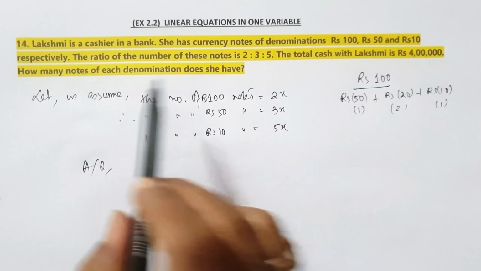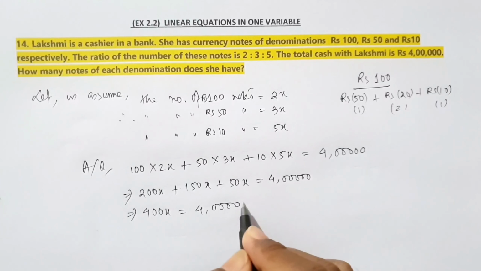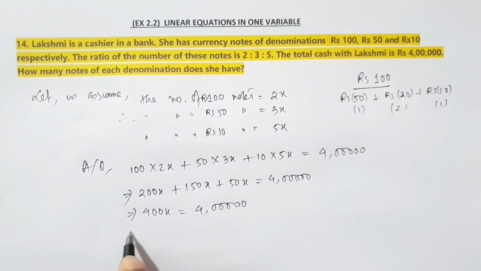Alright, so if we calculate, 100 into 2 is 200 into x, 50 into 3 is 150 into x, 10 into 5 is 50 into x, is equal to 4 lakh. Now 200 plus 150, that is 350, plus 50, 400 into x, so 400x is equal to 4 lakh.